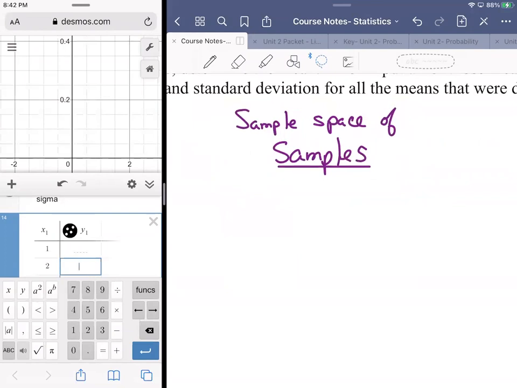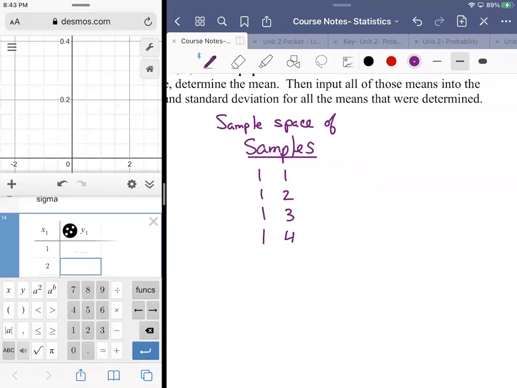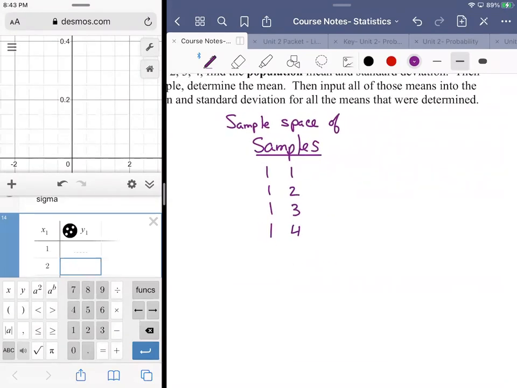Sample space of samples. So our possibilities: I could get the number 1 and I could get the number 1 again. I could get the number 1 and the number 2, the number 1 and the number 3, the number 1 and the number 4. That's one possible scenario.